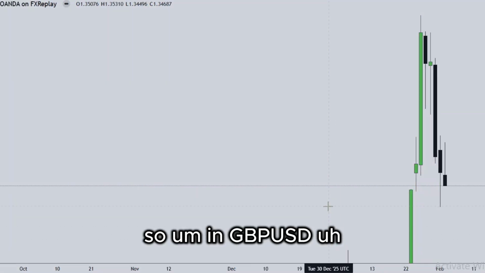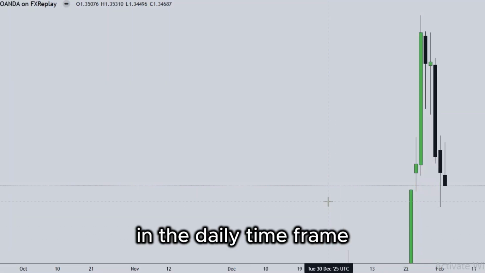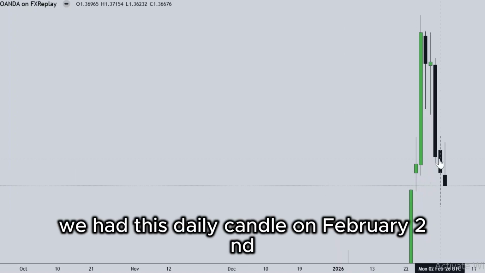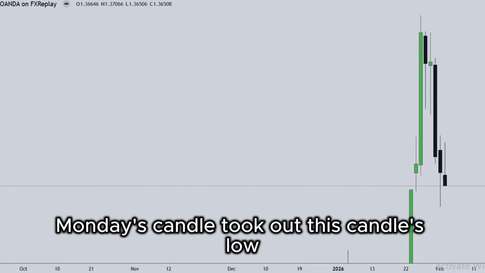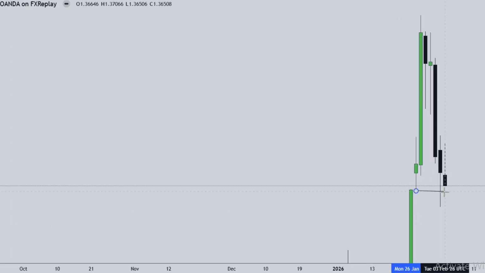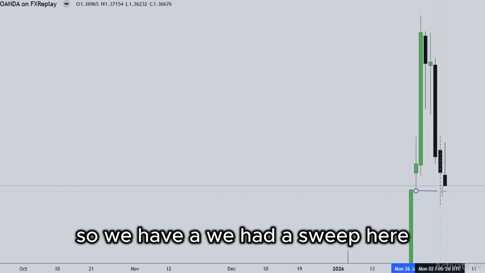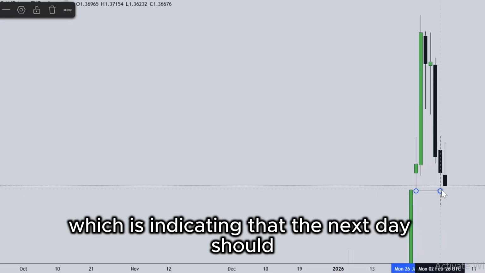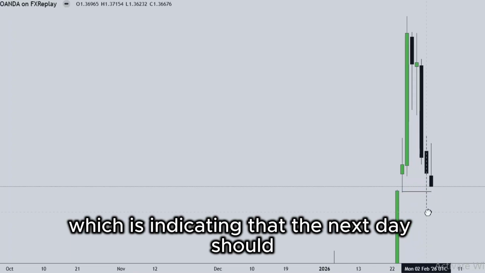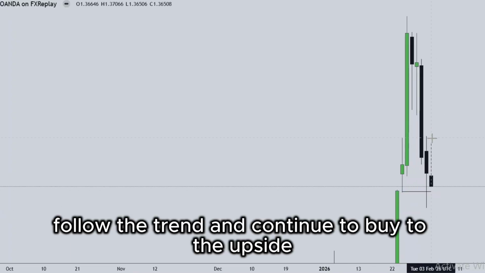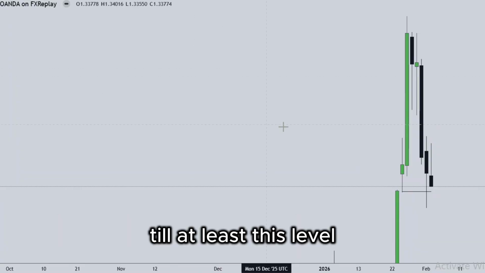So in GBP/USD, in the daily time frame, we had this daily candle on 2nd of February, Monday's candle. It took out this candle's low. So we had a sweep here, which is indicating that the next day should follow the trend and continue the buy to the upside till at least this level.